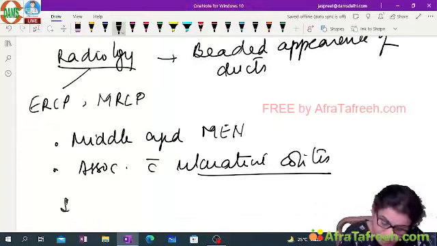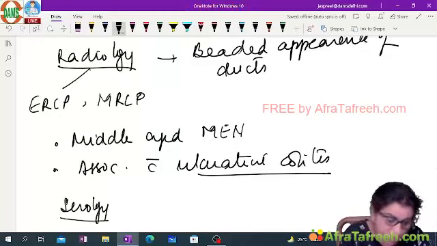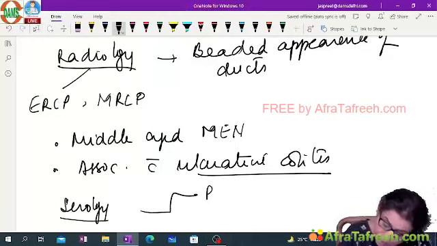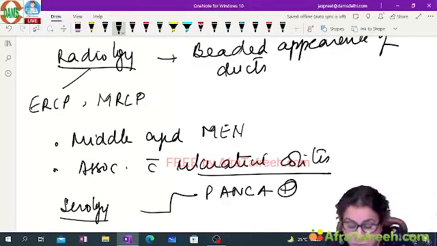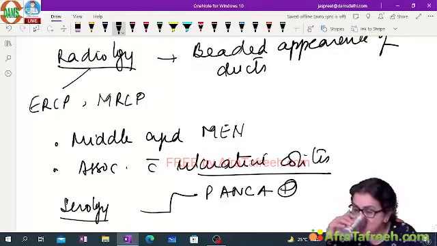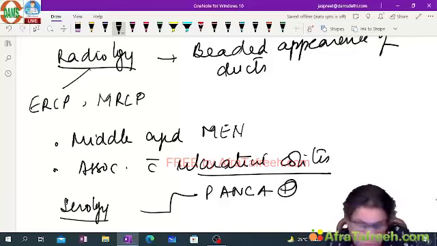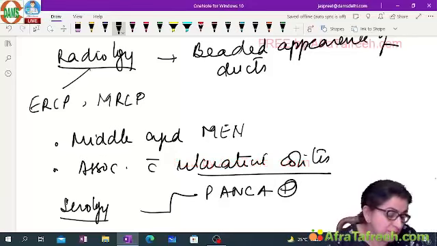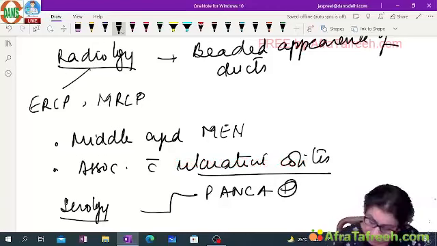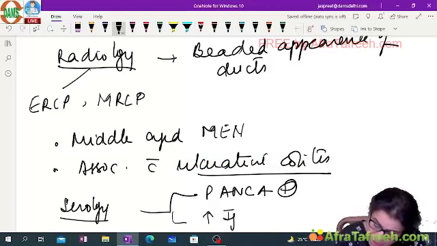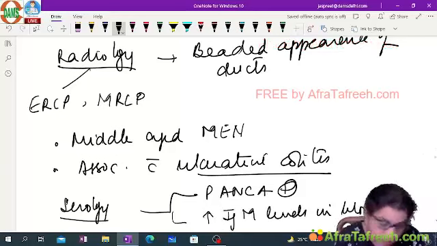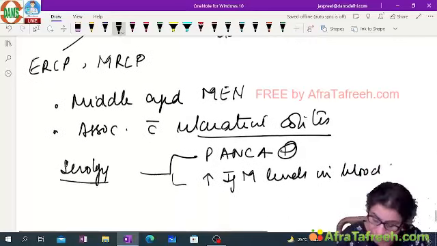And if you do a serology, these people are positive for P-ANCA. So ulcerative colitis can also be associated with P-ANCA. Primary sclerosing cholangitis has P-ANCA plus increased IgM levels in blood.